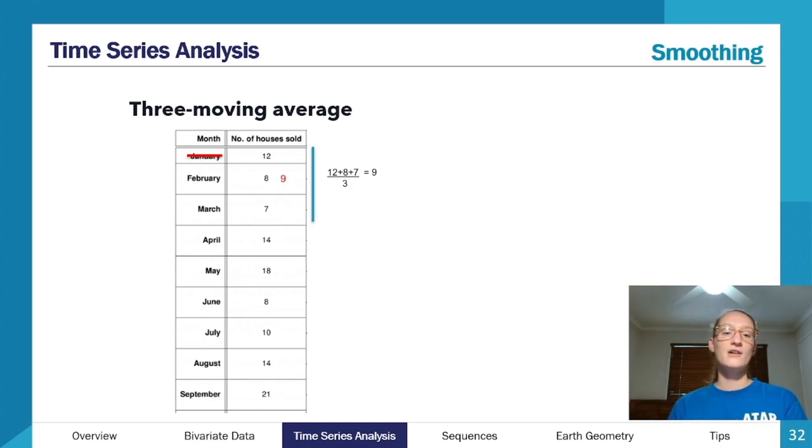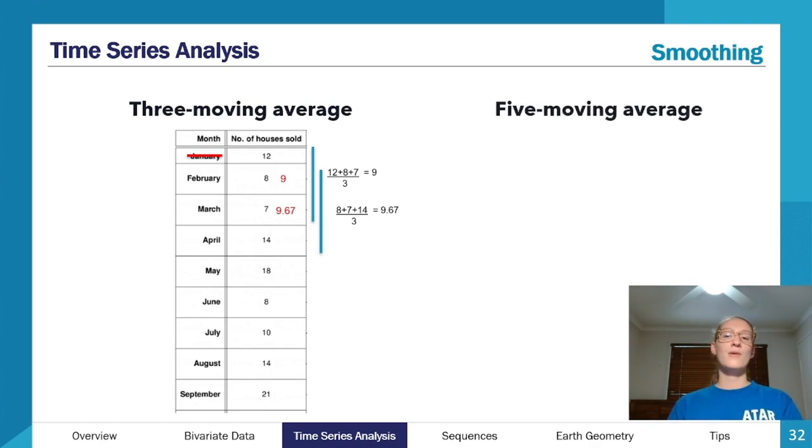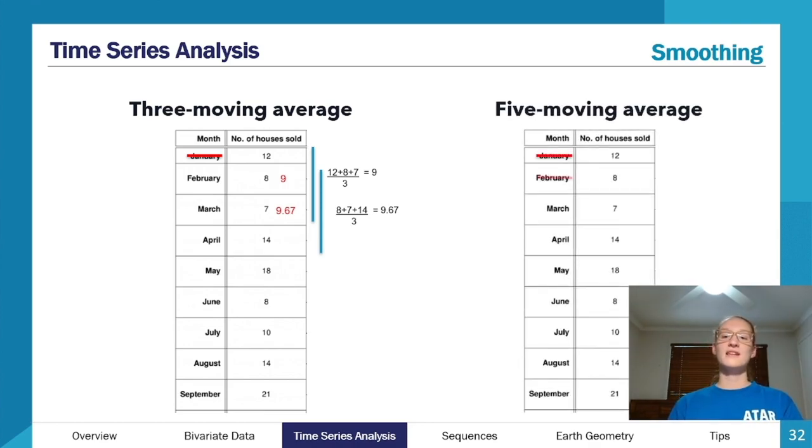And then we can find the value for March by getting the average of February, March and April, adding them together, 8, 7, and 14, and dividing by 3, just like with any other average, and we get 9.67. We can do the exact same all the way through. And we can also do the exact same with the 5 moving average.